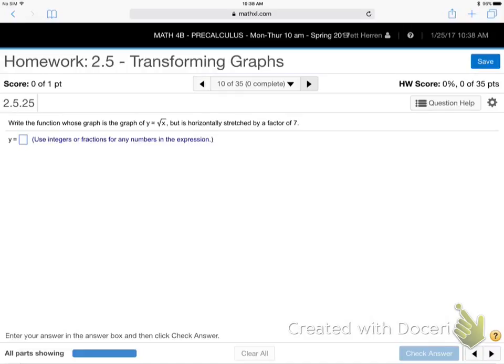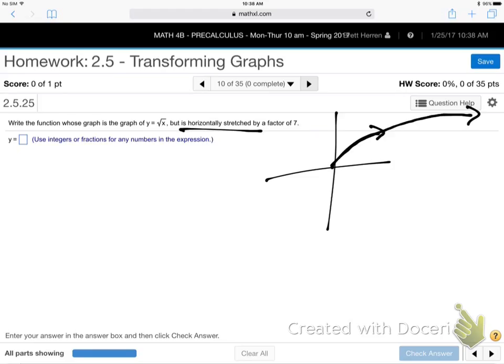All right. So horizontally stretched. We're talking about grabbing the graph, it's a square root graph, right? Square root of x, and pulling it to the right, stretching it 7 times as big as it had been, right? Now, stretches and compressions are different than movement, right? So we're talking about stretching the graph. It's still anchored at 0, 0. We're not moving it.